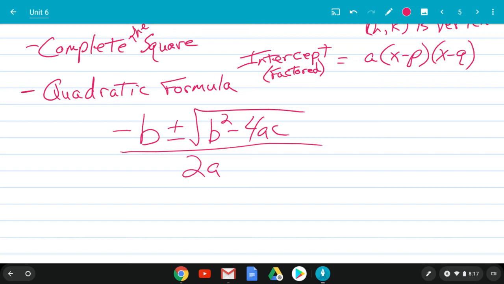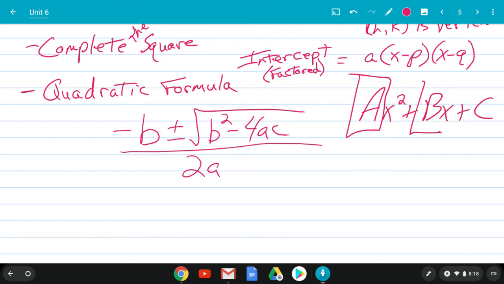The quadratic formula is used when a quadratic is given to us in standard form. The a, b, and c are the coefficients in ax squared plus bx plus c. These three values are the a, b, and c that we use in the quadratic formula. We're going to learn all about that tomorrow.